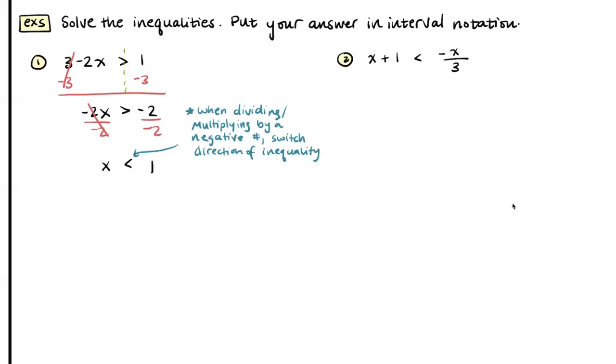And once we have x on one side by itself, then we've solved it. So all numbers that are less than 1 is our solution. Any number that's less than 1 that you plug into here is going to make this original thing true. And that's what we just discovered.